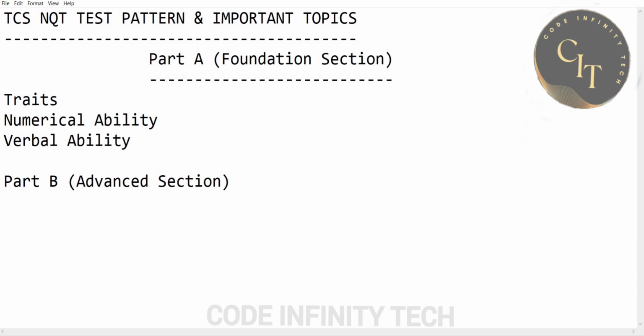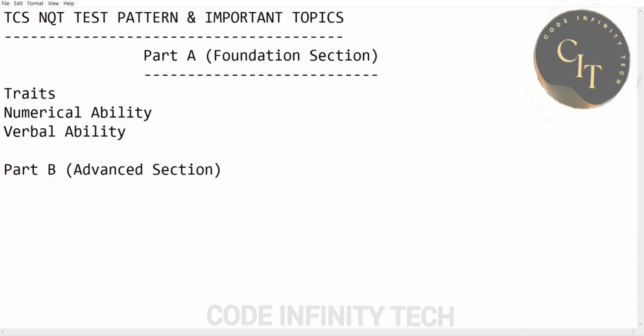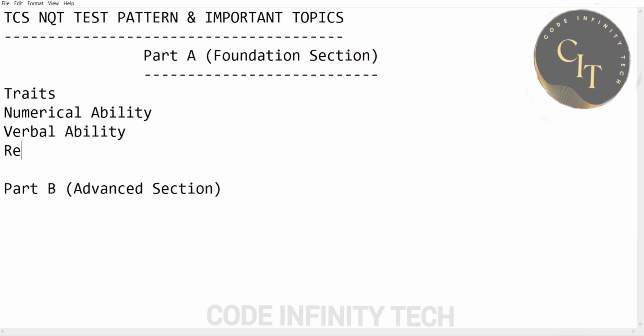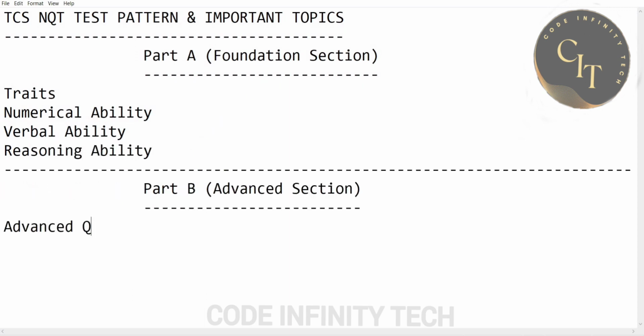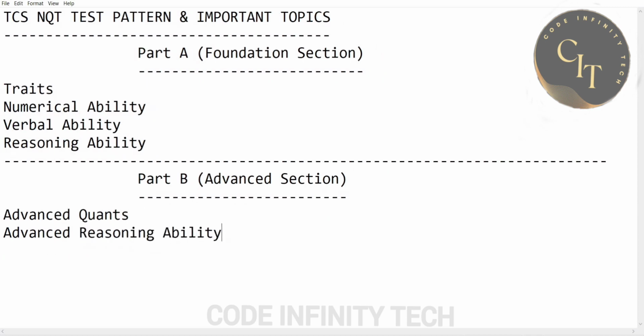Firstly, coming to Part A, that is the foundation section, you will be having traits, numerical ability, verbal ability and reasoning ability. And then coming to Part B, that is the advanced section, you will be having advanced quantitative questions, then advanced reasoning ability, and finally advanced coding questions.